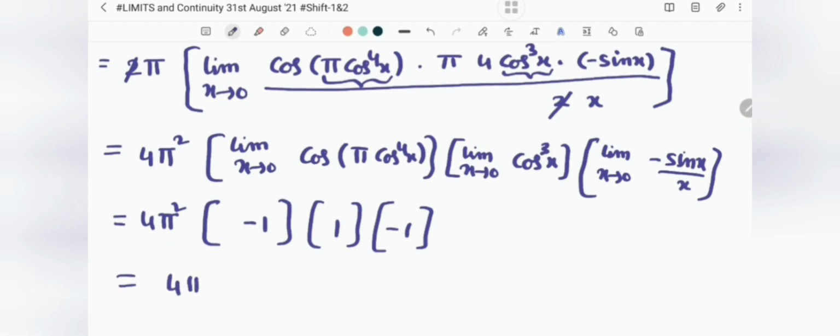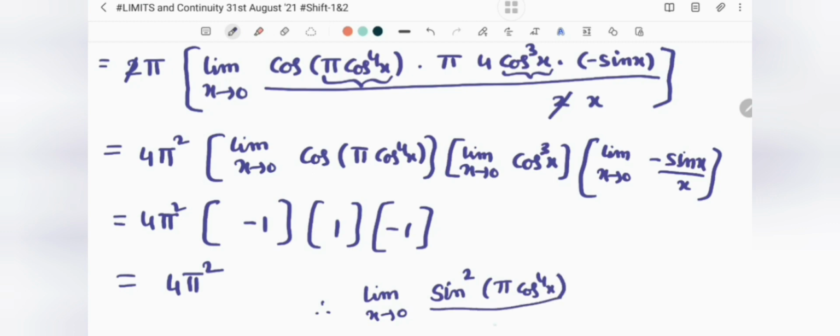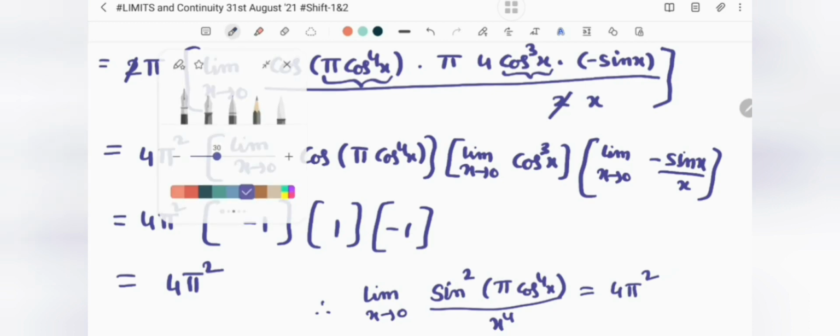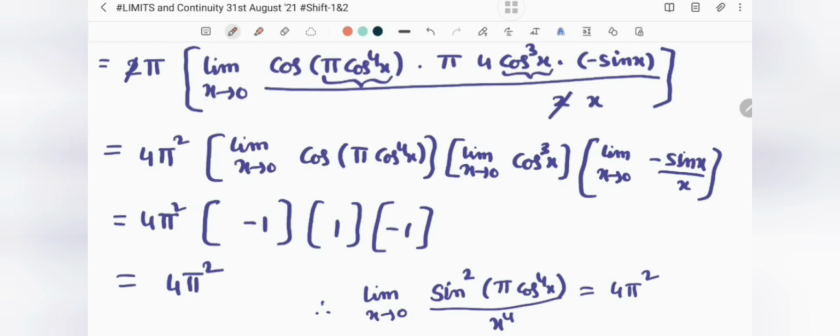So 4 pi square. Therefore limit x tends to 0 sin square of pi cos power 4x divided by x power 4 is equal to 4 pi square. So logically, this is a logical one, not completely, 4 pi whole power 2, 4 pi square, 4 pi square, like this is the answer.